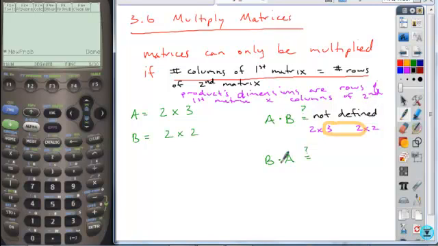And now what if we take the product of B times A? So again, let's take a look at it. We have a 2 by 2 matrix multiplied by a 2 by 3. Will this one pass the test? Yeah, the number of columns in the first matrix is equal to the number of rows in the second. Therefore, it exists. And the product is going to have dimensions that are these outside numbers. So the outside numbers are the dimensions. So this is possible. It's going to yield a 2 by 3 matrix.